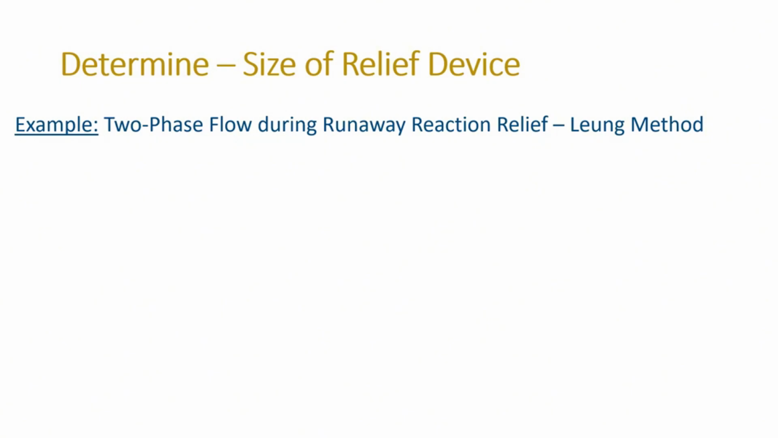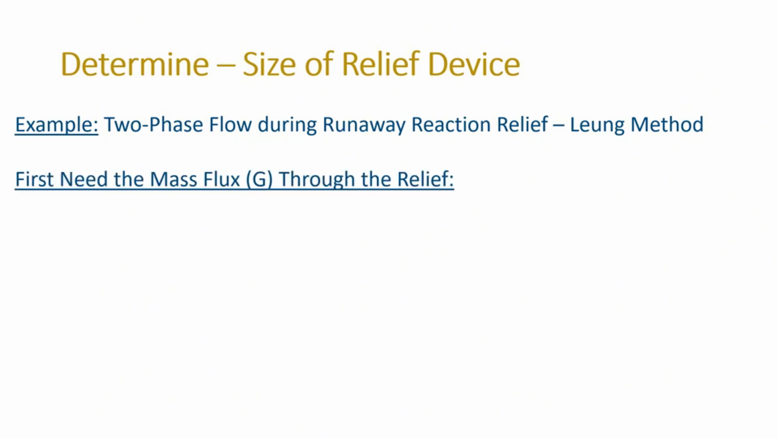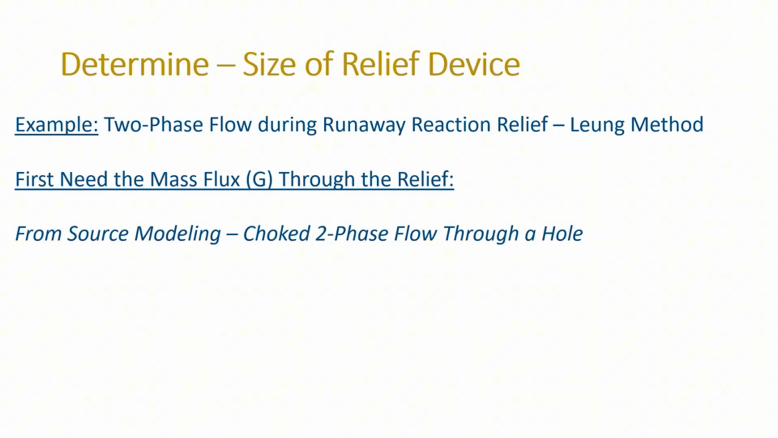The first step towards sizing a relief device is to model the mass flux through the relief. The mass flux, which we'll use G as the symbol to describe, is the mass per unit area per time. To model the mass flux, we need a source model. A source model describes how materials are discharged from a process. If you'd like to learn more about how to derive simple source models, you should check out the next course in our process safety specialization. For this example, the source model that's appropriate is that for a choked two-phase flow through a hole, where two-phase flow means we have both vapor and liquid, and choked flow is a limiting condition at sonic velocity.